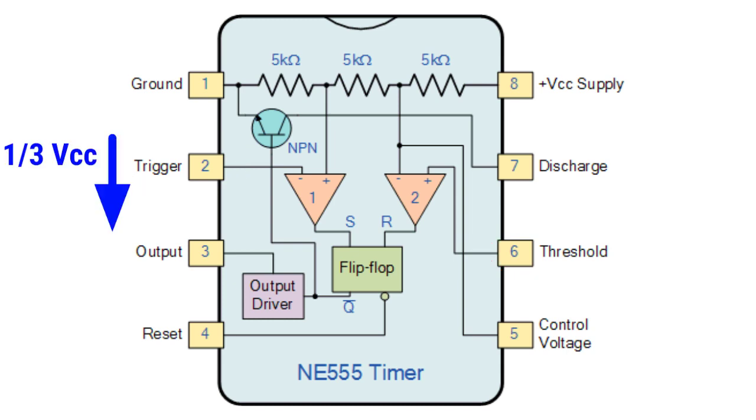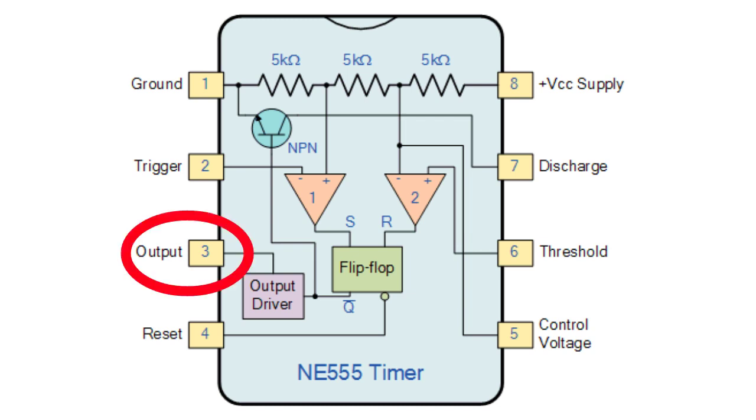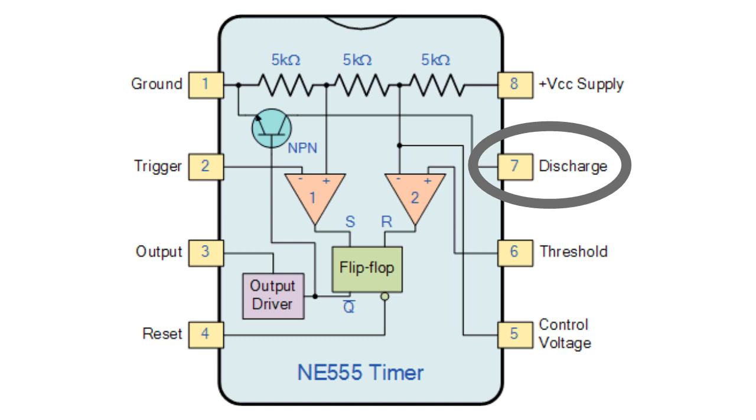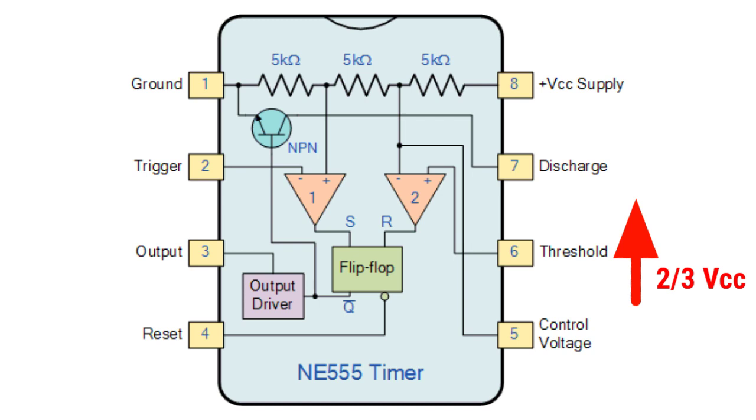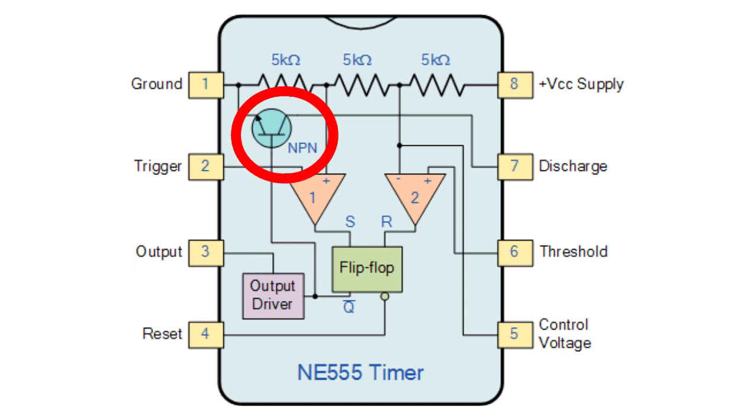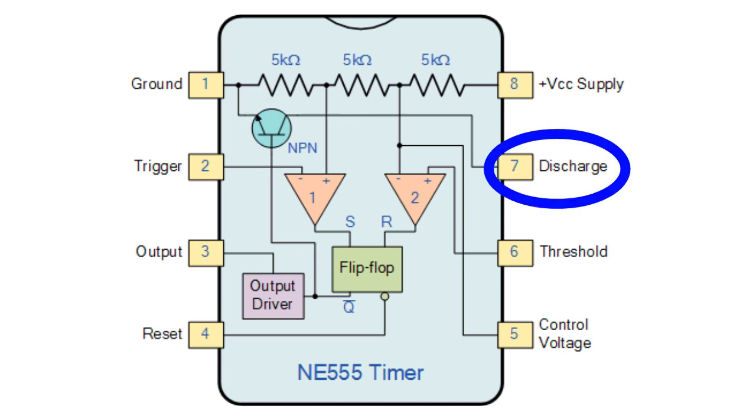If pin 2 detects voltage below 1/3 of VCC, then the output pin of IC turns on. And at the same time discharge transistor turns off. As a result, discharge pin of IC kind of disconnects from IC. And similarly, if pin 6 detects voltage above 2/3 of VCC, it turns off the output pin and at the same time discharge transistor turns on. As a result, discharge pin of IC goes low.